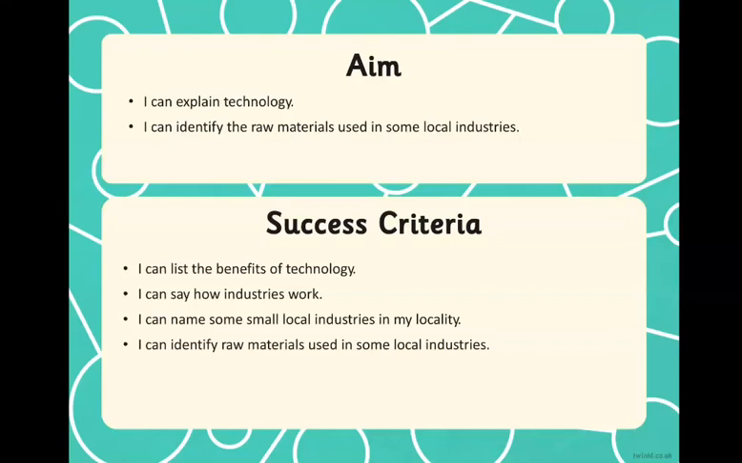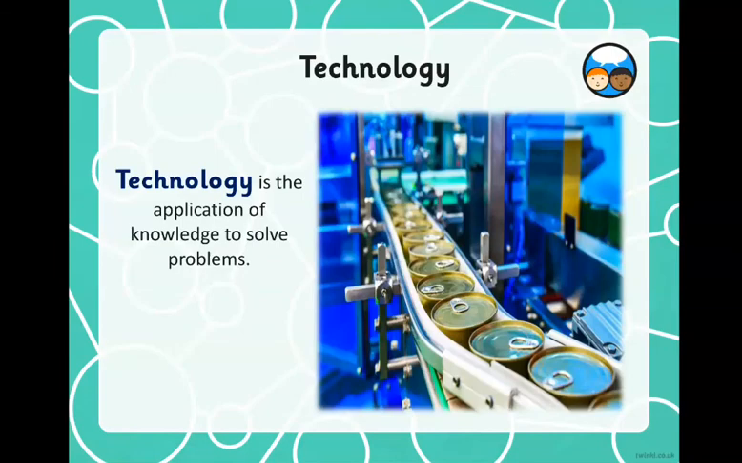By the end of this lesson, you should be able to explain technology and identify the raw materials used in some local industries. We learn science to acquire knowledge. If this knowledge is used to produce or make items to make work easier and faster, we call that technology. Technology is the application of knowledge to solve problems.